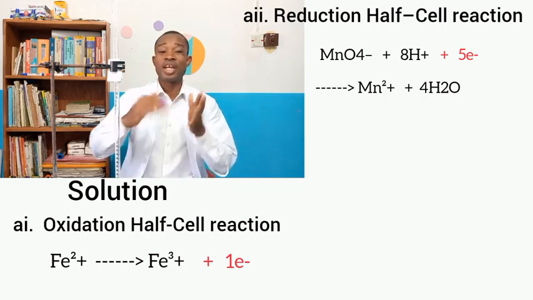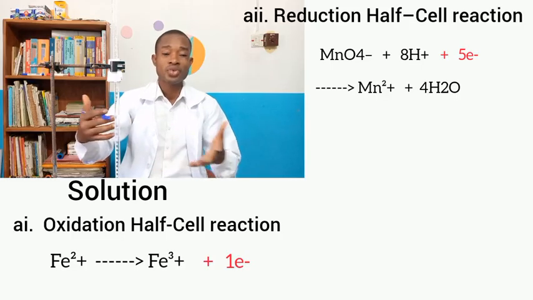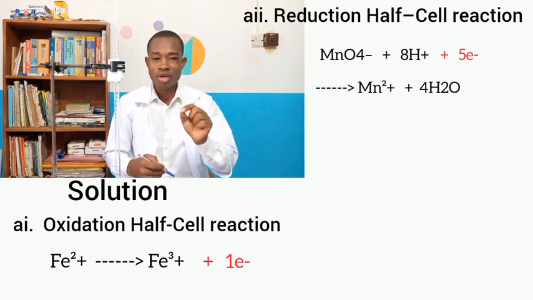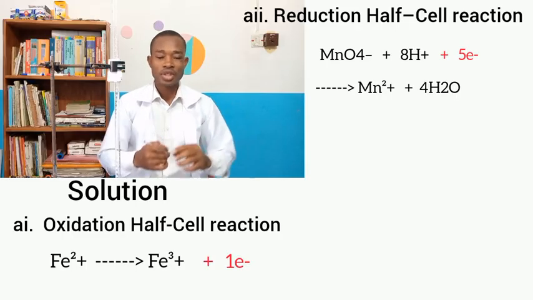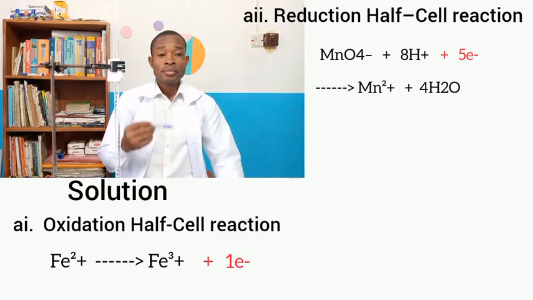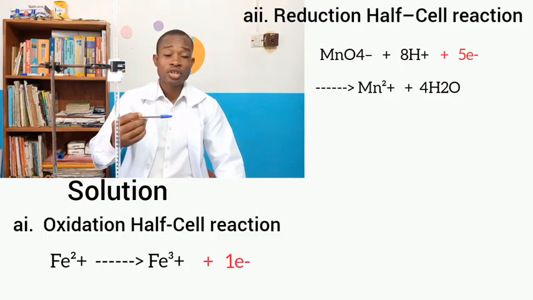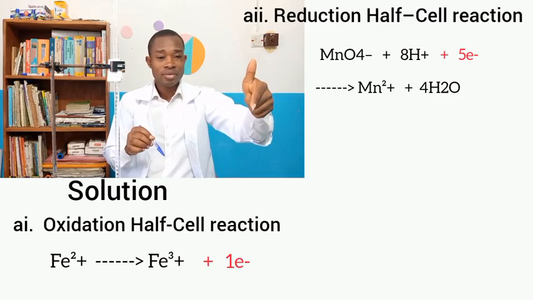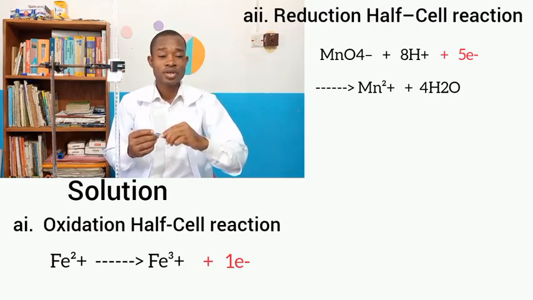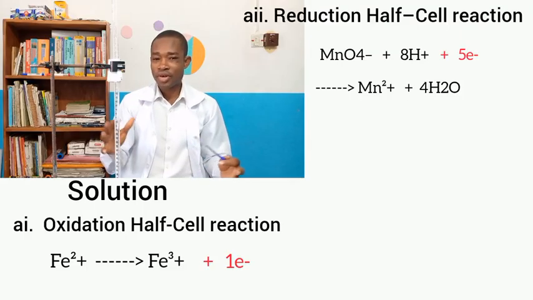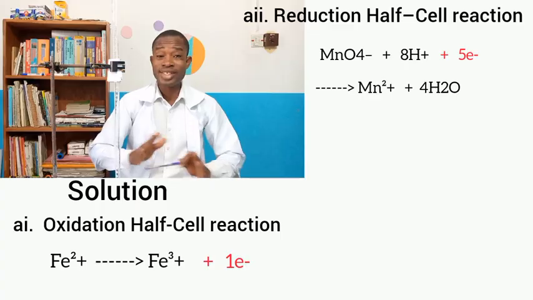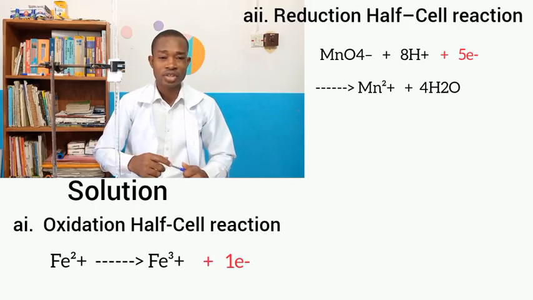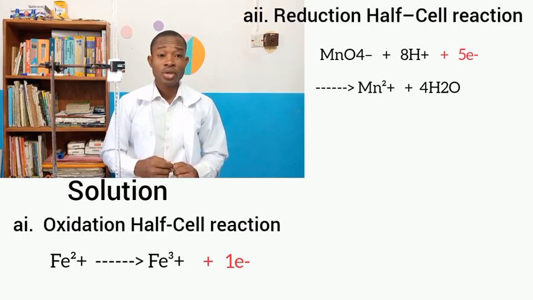So for us to avoid any challenge when we want to write the overall balanced redox reaction equation, there is something we need to do to these half-cell reaction equations. And what is that? We are going to balance up the electrons for the oxidation process and for the reduction process. So when we are writing the overall redox reaction, the electrons will cancel out because we don't need the electrons in the overall redox reaction equation, which we are going to respond to in question B of this titration question.